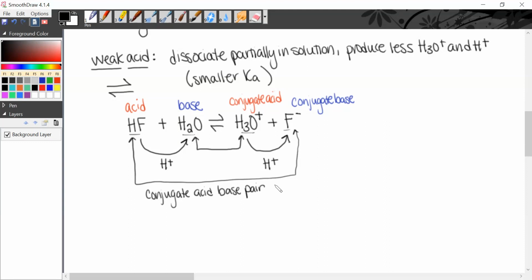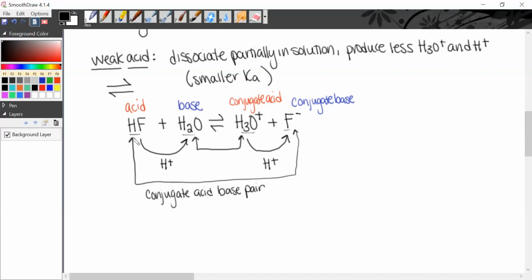And I'm not just giving you definitions to be annoying. Like being able to identify conjugate pairs matters. We'll talk about why it matters later, but it does matter. Like we're going to be able to tell a lot about this conjugate base if we know what its parent or conjugate acid is, okay?